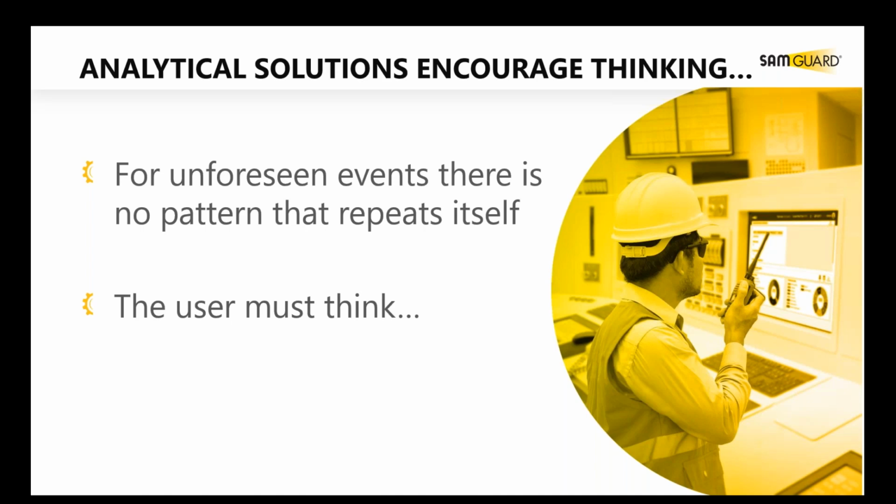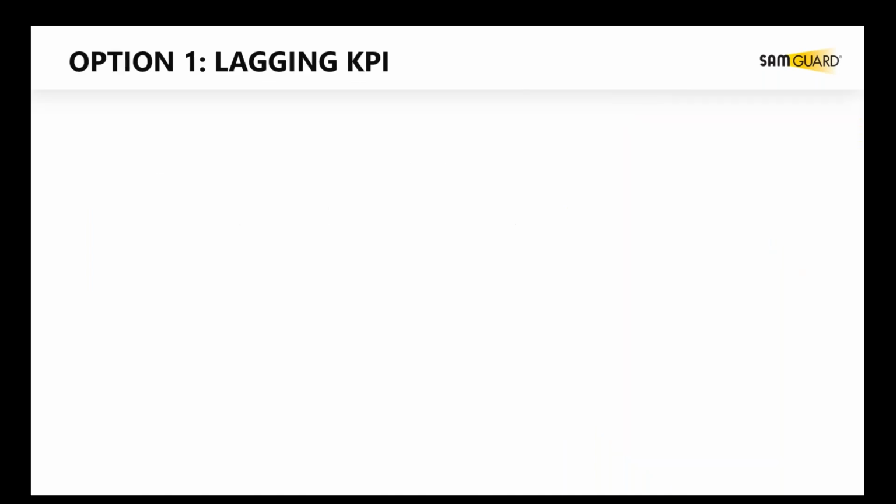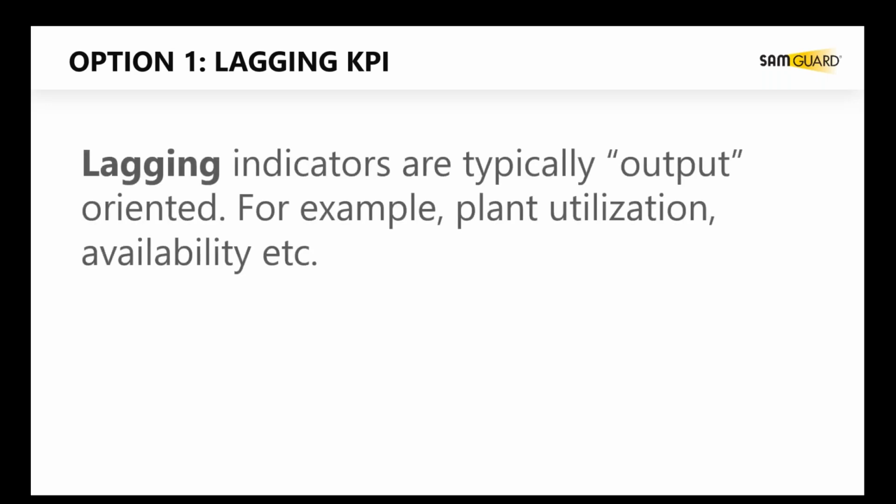Now, let's see, how do we do this? How do we measure the value of the solution, the value of those unforeseen events, the value of implementing SandGuard and seeing in advance that all those small things are happening before they actually hit us and create something? So the first thing that we thought about were the lagging KPIs. Lagging KPIs are basically indicators that are typically the output. For example, the plant utilization, the plant availability, all those things which are related to the bottom line.